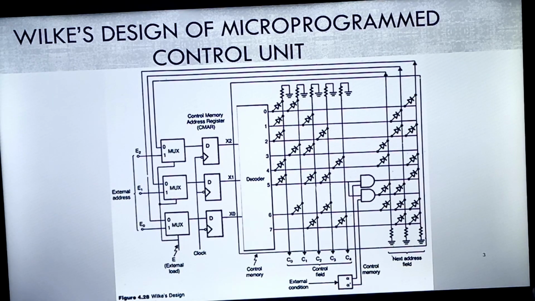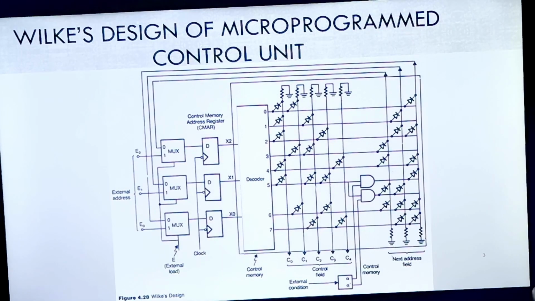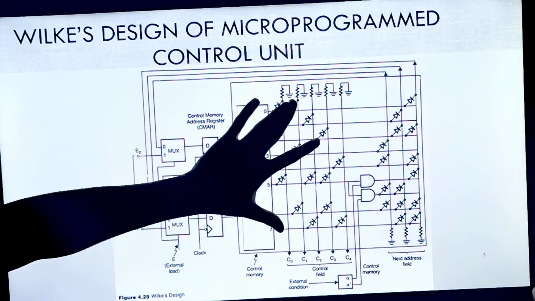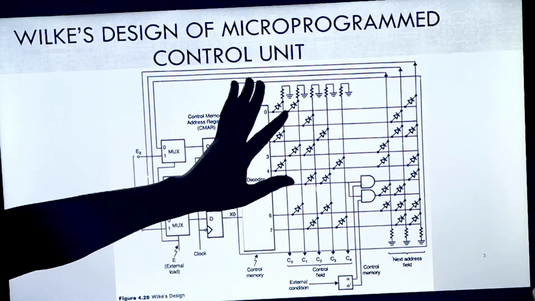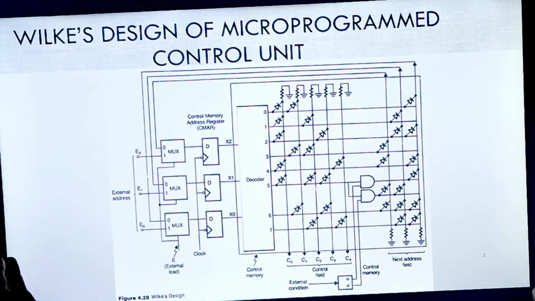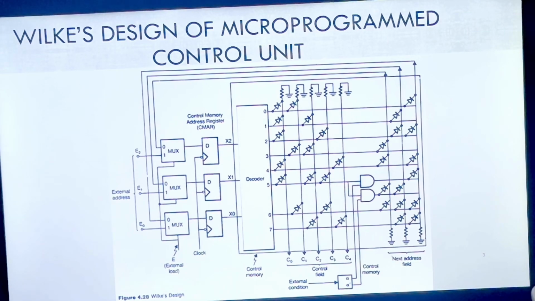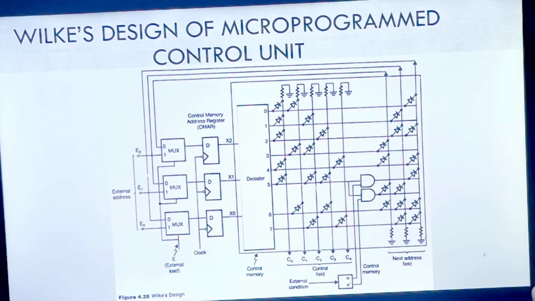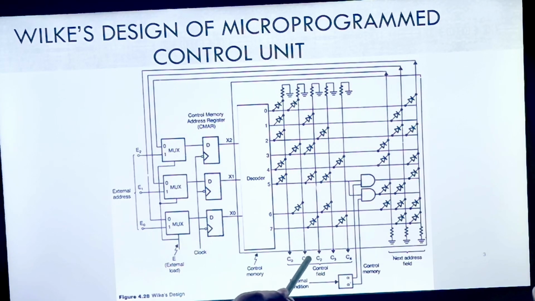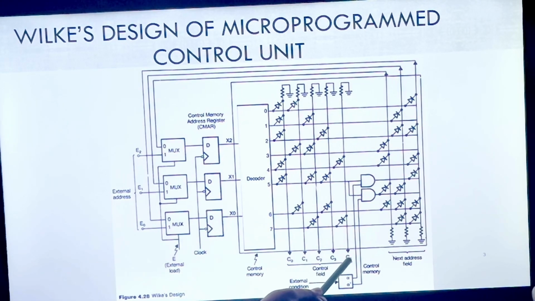Please pay attention and don't get scared. Suppose this is a random example he has taken. This is not a specific task like Booth's algorithm. Suppose for any specific task, I need a total of 5 control signals. So I have C0, C1, C2, C3, C4.